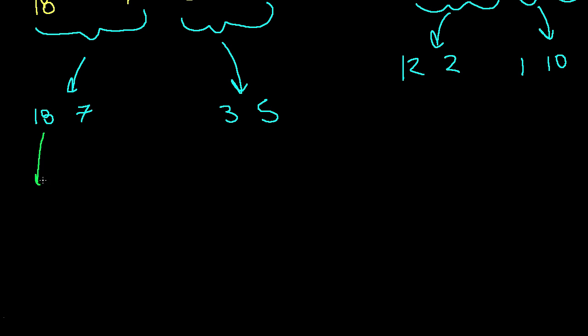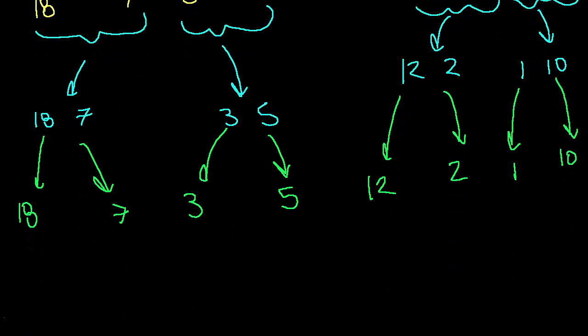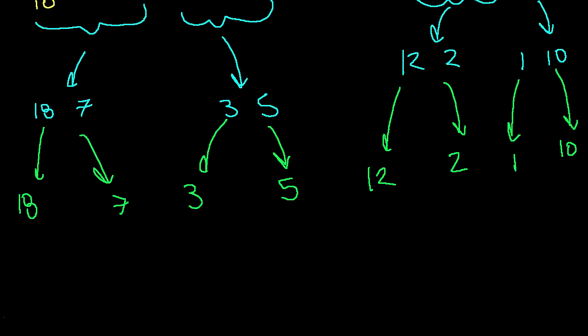So I'm just going to separate them here. We'll have 18, 7, 3, 5, 12, 2, 1, 10. Now that looks like we just wasted a bunch of time, right? Because look, we literally just took this and split them up like that. Did we have to do that? What was there to gain from doing that? It looks like we just wasted an absolute bunch of time, a bunch of computing power.